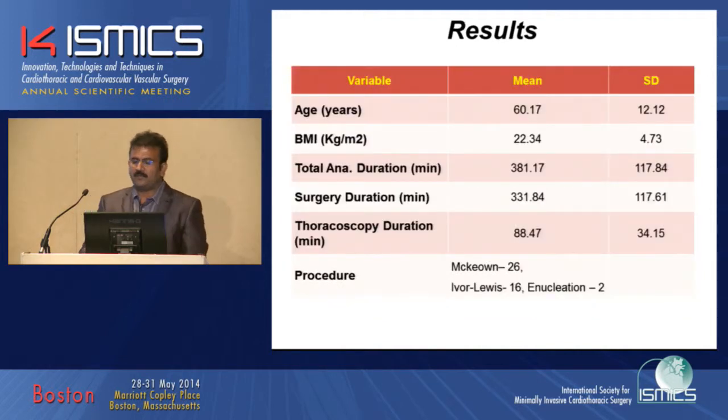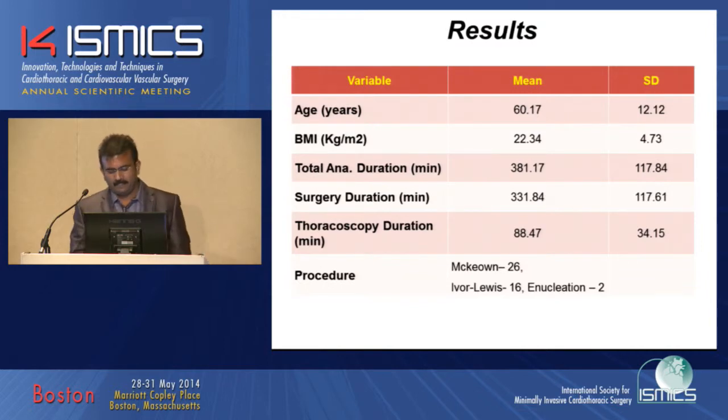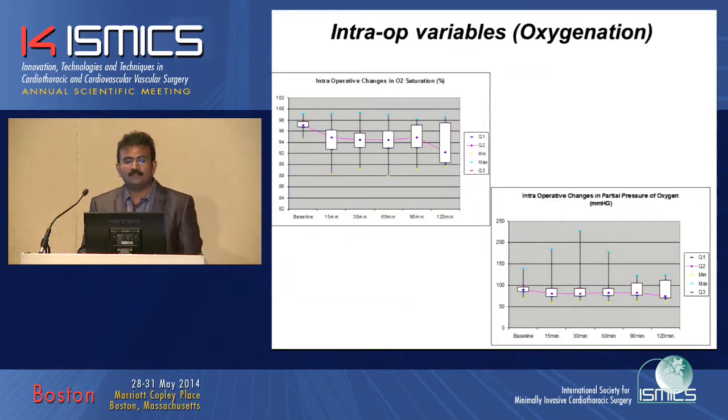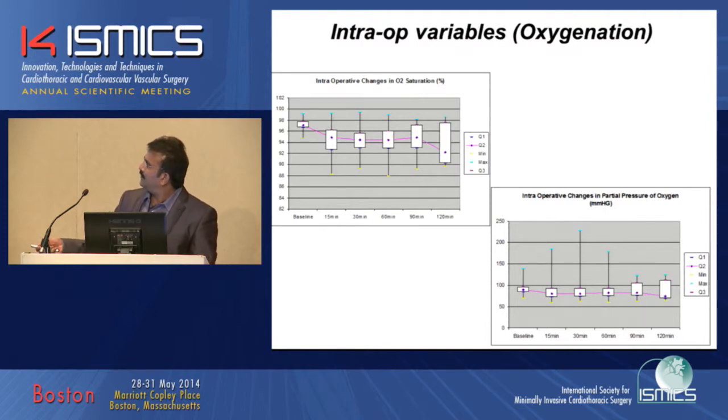The thoracoscopic duration is 88 minutes with a standard deviation of 34 minutes. McKeown was the predominant procedure followed by Ivor Lewis. This box plot chart shows the median value in purple, violet color. You can see that O2 saturation and PO2 throughout the study period were above the critical values of 90 and 60 respectively. This is oxygenation.